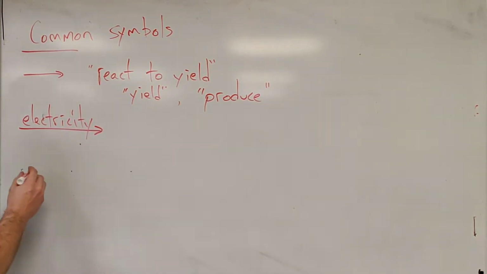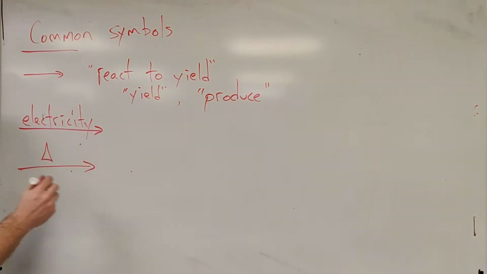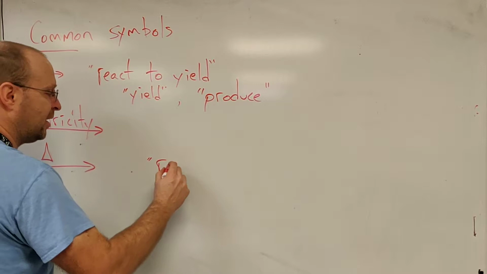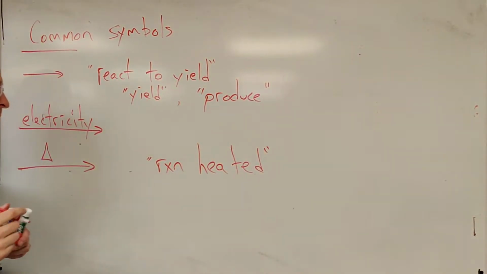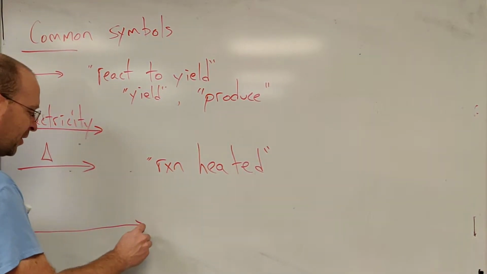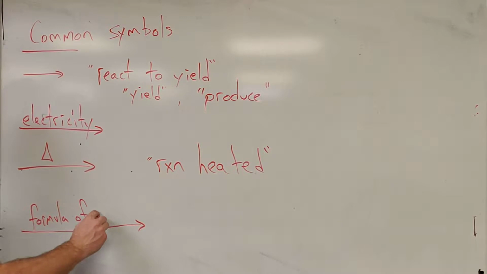You may see something like the arrow with a triangle above it, and that means the reaction is heated. The little triangle, historically, is just a caveman representation of a flame. And then a very, very common one that we see is when somebody puts the formula of some catalyst, right? So the formula of a catalyst.